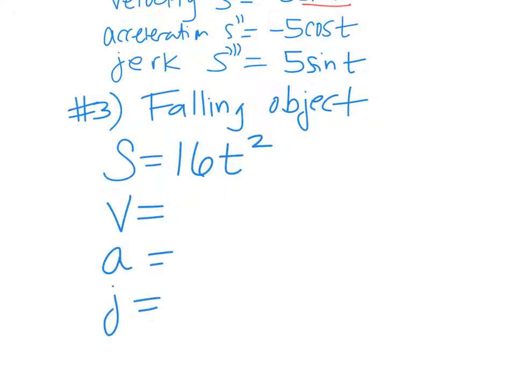That's it. So the velocity would be 32t. The acceleration would be 32. And the jerk would be 0. There's no jerks in here. It's the same thing. Same thing with jerk. Exactly. Yep. Okay.